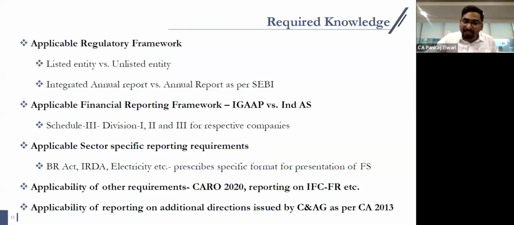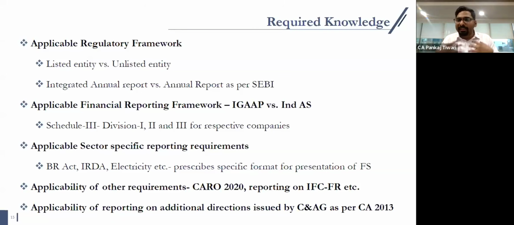Then there are some applicable sector-specific reporting requirements. For example, the way an NBFC will prepare a financial statement, it's not necessary that the bank will prepare its financial statement the same way, because the financial statement of the bank is driven by the Banking Regulation Act. So they will have a different format of the report, and I will discuss some examples of those reports also, where you will find a difference between the two. Then similarly, you have IRDA, which prescribes the format for an insurance company. Then the Electricity Act, which prescribes the format for electricity companies also.